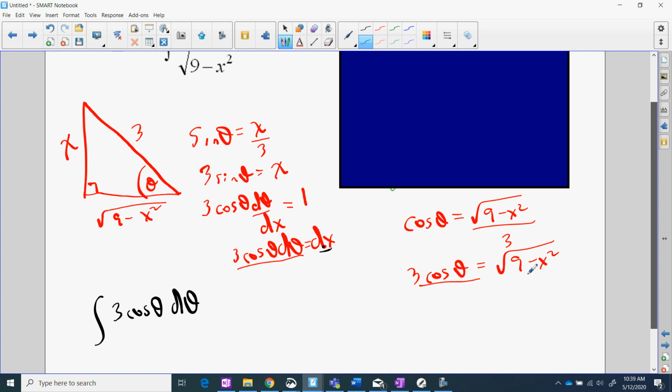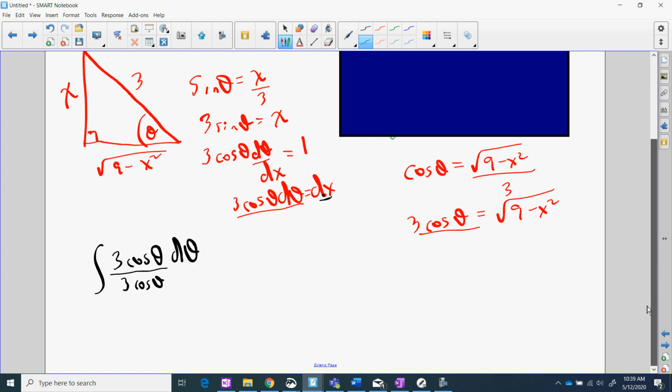I'm going to replace the denominator, square root of 9 minus x squared, with this expression, 3 cos theta. Well, this one works extremely well, because if you look at that expression, look what happens. That completely wipes out the denominator, and all we're left with is this nice basic integral.